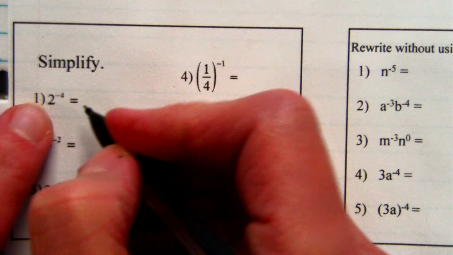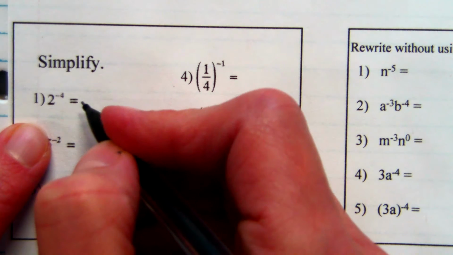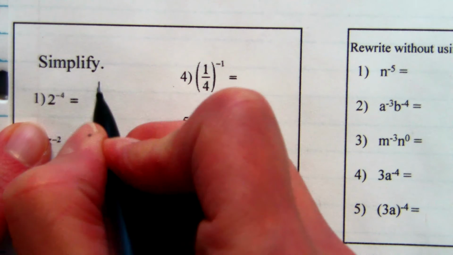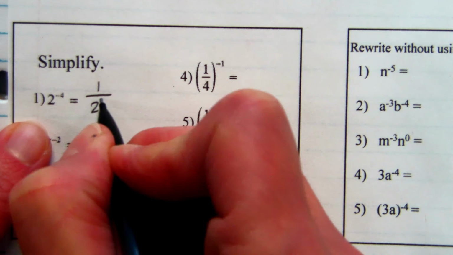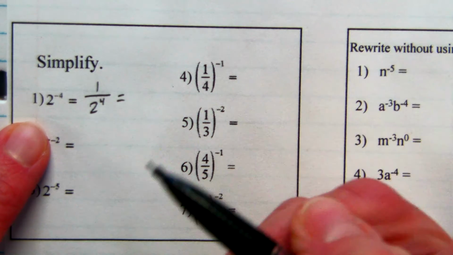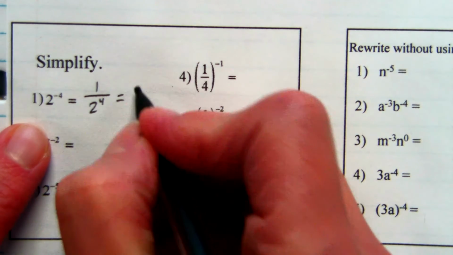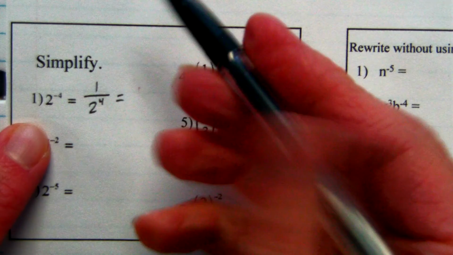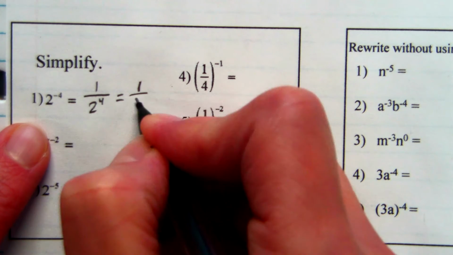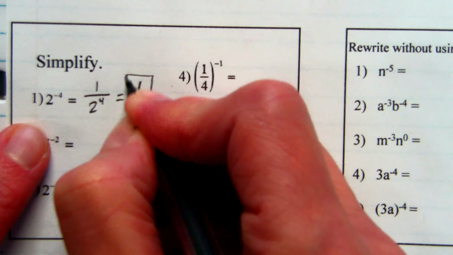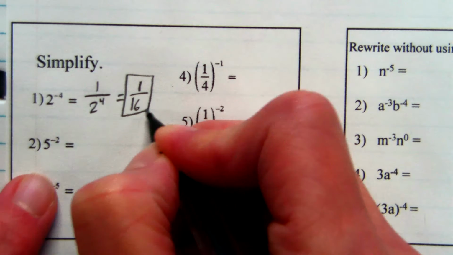So what would I do with number 1? What's my work that I'm going to write down? 1 over 2 to the 4th. Then let's figure out what that is. So 2 times 2 is 4. Times 2 is 8. Times 2 is 16. Good. So don't write down 1/8. Don't multiply those together. Remember that you do have to do that repeated multiplication.